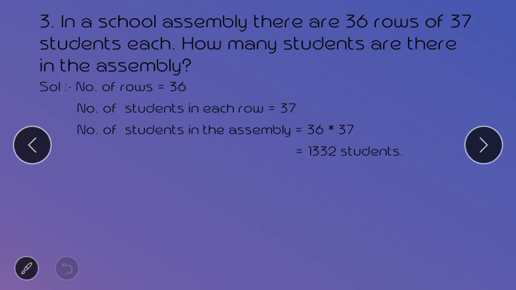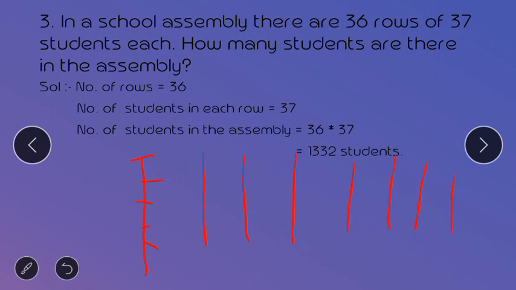In a school assembly there are 36 rows. If you remember how you all were standing in rows for the prayer. So in a school assembly there are 36 rows, like this is the line, your line, you all are standing in the rows. So 36 rows are there.